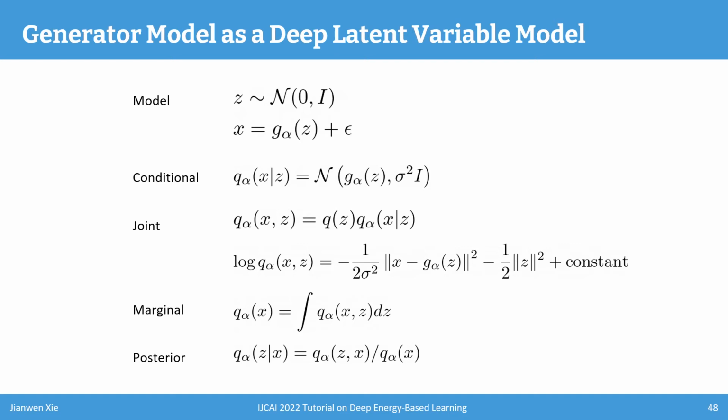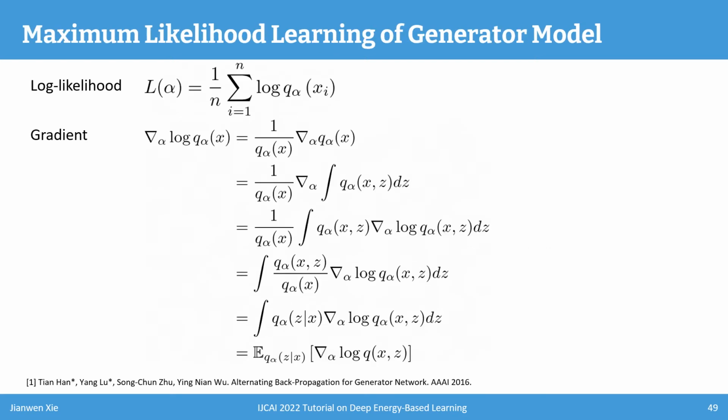The log of the joint distribution corresponds to the reconstruction error of the decoder G of Z. The posterior distribution, which is the conditional distribution of Z given X, can be derived by the Bayes rule. The posterior distribution is intractable because the marginal distribution q of X is intractable. The gradient of the log likelihood of the generator with respect to the parameters alpha is given by this formula. It is an expectation under the posterior distribution.